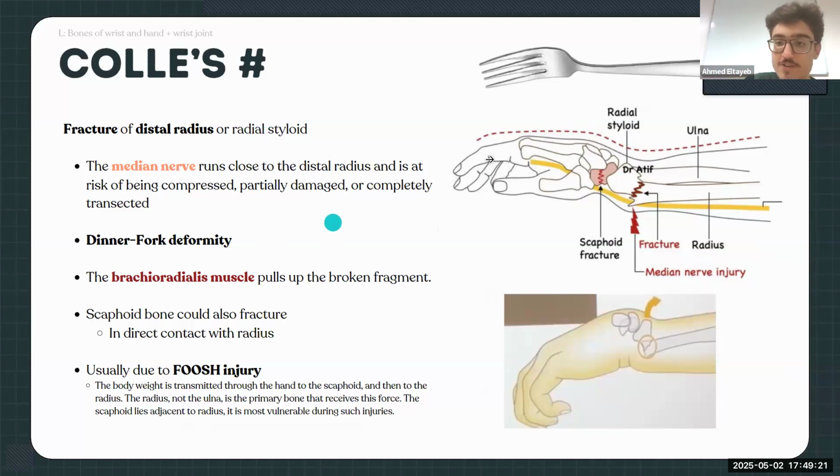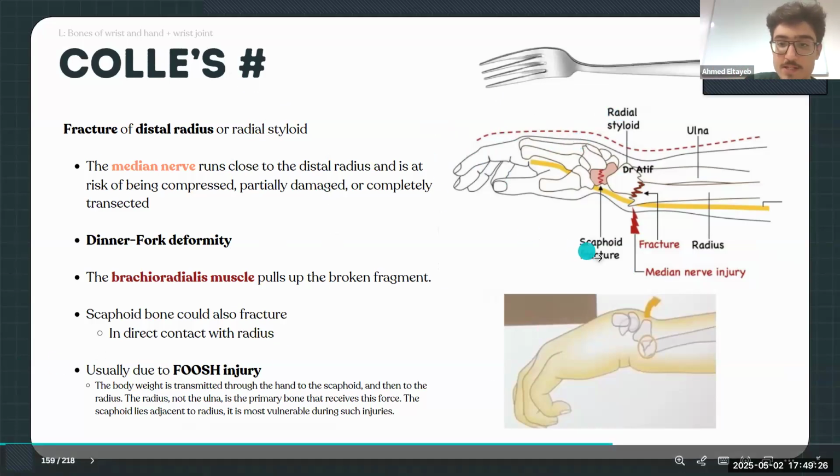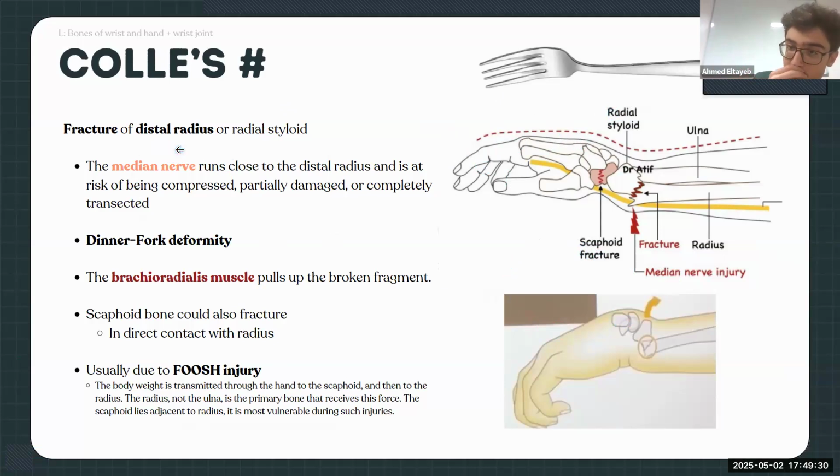Now, Colles fracture. We visit it again. We mentioned all of this, but let's just go over it again because it's the fracture of the distal radius, right? We said that the radius is closely associated with the median nerve, so it could affect it when it fractures. And the scaphoid is also highly likely to fracture in a Colles fracture. So Colles fracture is a fracture of the distal radius, but it's usually also accompanied by fracture of the scaphoid.